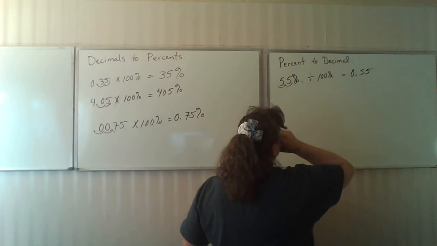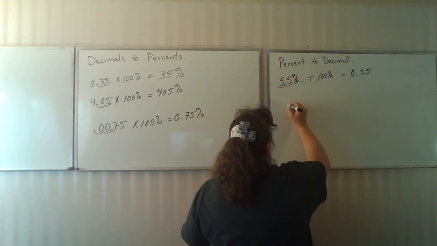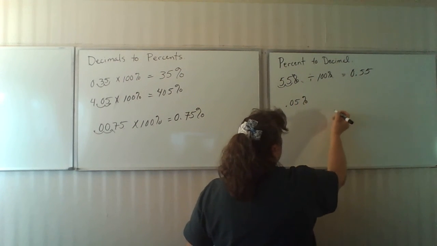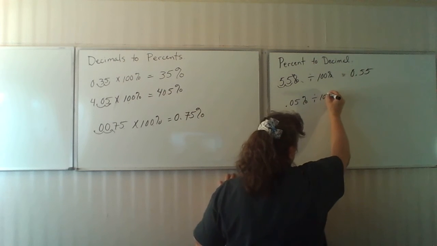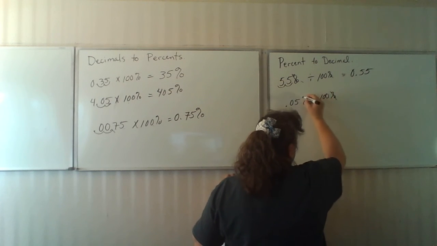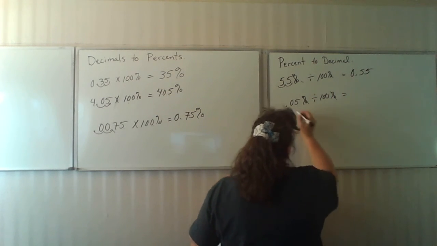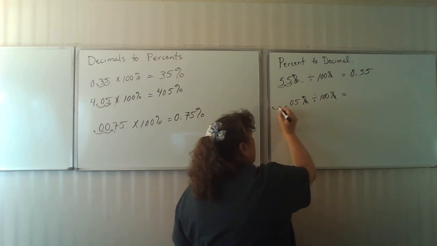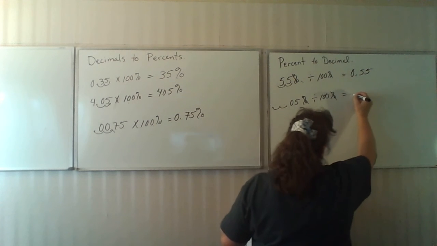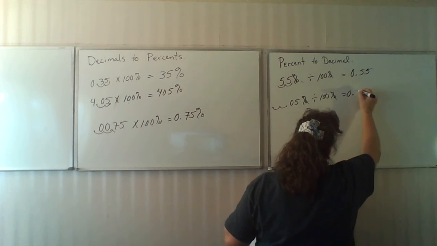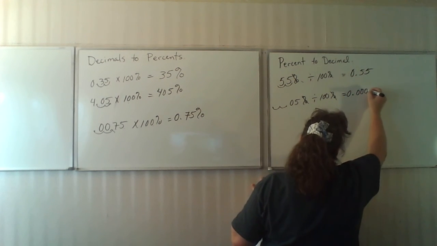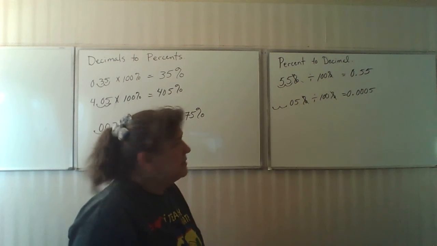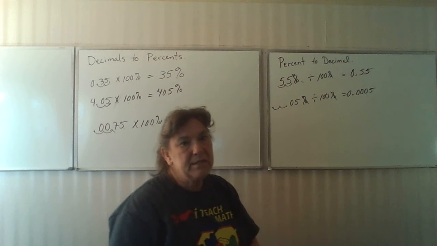How about 0.05%? We're going to divide it by 100%, eliminate the percent sign, move the decimal 2 places to the left. That means I've got to put more zeros in. So this is 0.0005. So be careful on these. As you see, it makes a big difference.